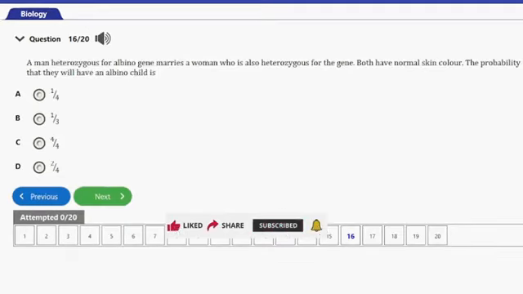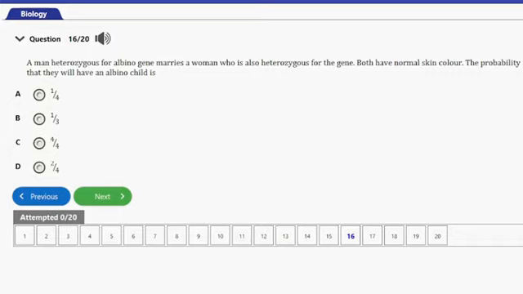It says, a man heterozygous for albino gene marries a woman who is also heterozygous for the gene, both have normal skin color, the probability that they will have an albino child is A, 1/4, B, 1/3, C, 4/4, and D, 2/4. So guys, the answer to this question is 1/4.